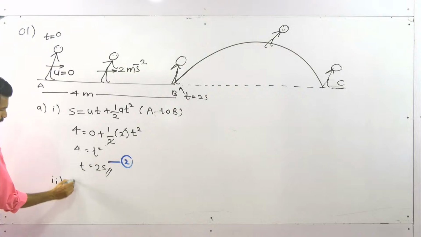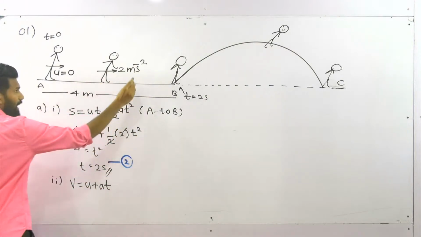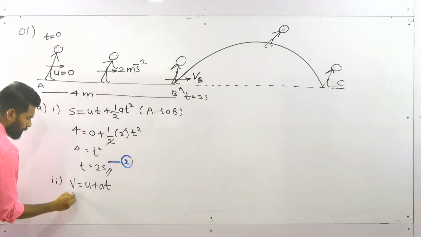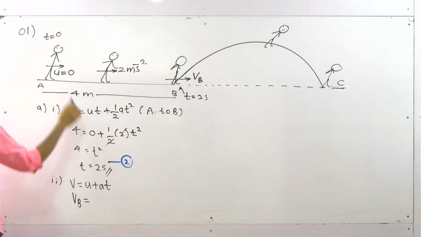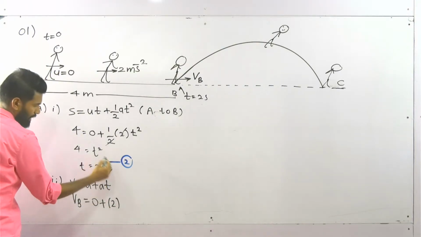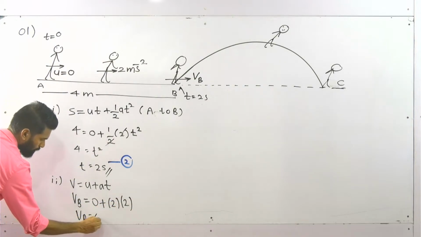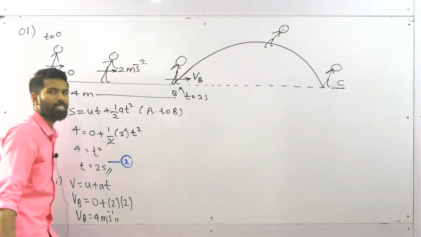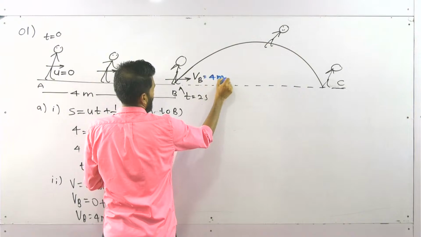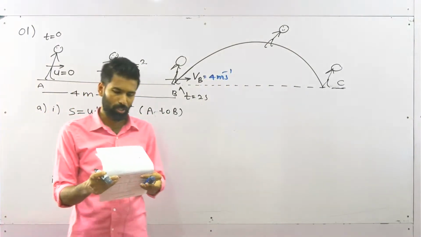Okay. I'm applying V equals U plus AT for the horizontal motion. At the point B, let's say her horizontal velocity is VB. Okay. VB is equal to initial velocity 0, acceleration is 2, and time taken, we already know that it's 2. So she will have a horizontal velocity of 4 meters per second at this point. So the horizontal velocity at the jumping instant is equal to 4 meters per second.